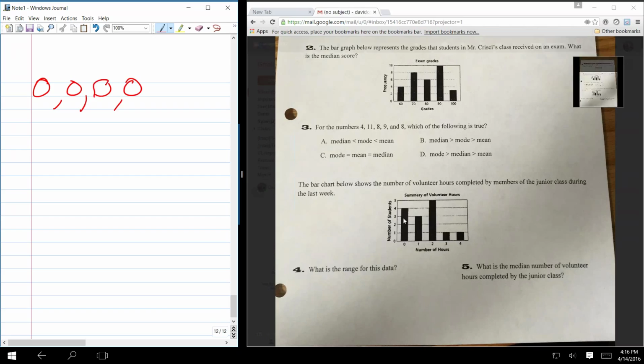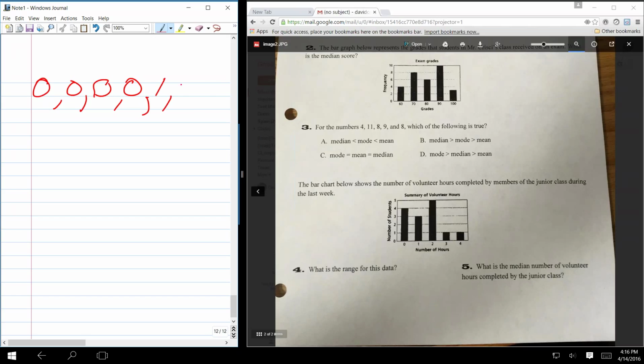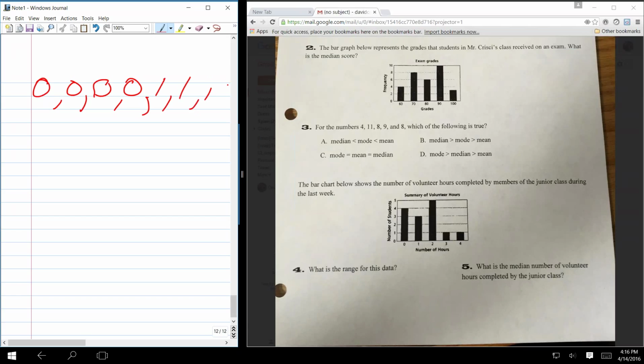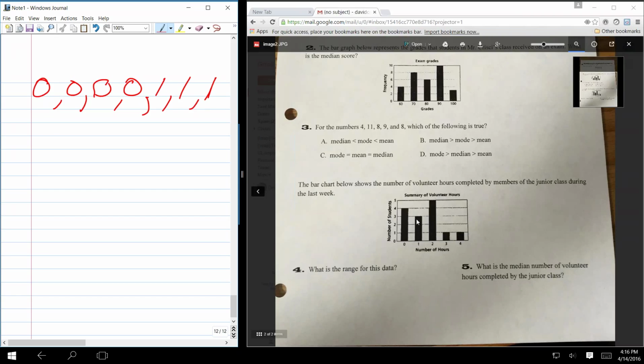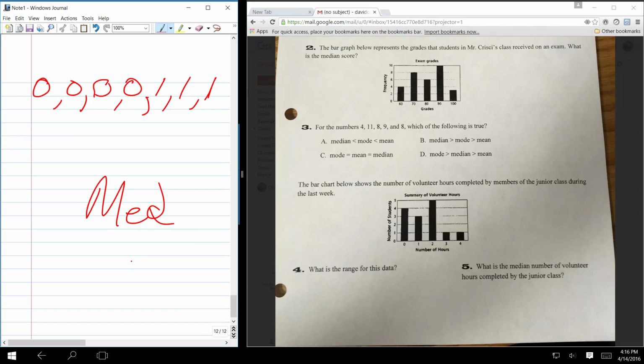Because there's 4 students that got 0. And then there's 3 students that got 1. How many total students are there? 4, 3 is 7, plus 5 is 12, plus 1 is 13, plus 1 is 14. So the median is going to come between which 2 terms? There's 14 terms in here.